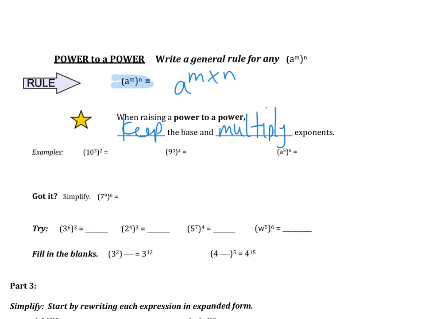Let's do some examples. 10 to the third squared. That's 10 to the 3 times 2, which is 6. 9 to the third raised to the fourth. That's 9 to the 12th. A to the fifth raised to the sixth. That's a to the 5 times 6, which is 30.